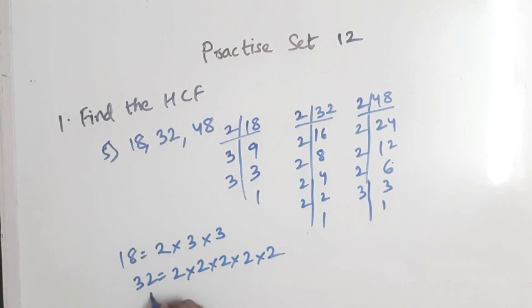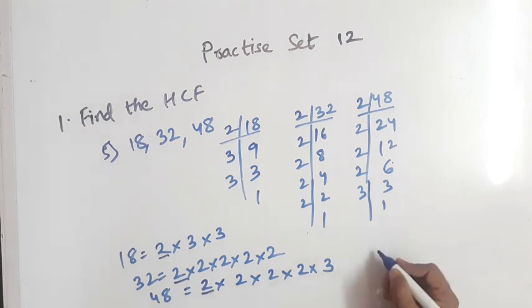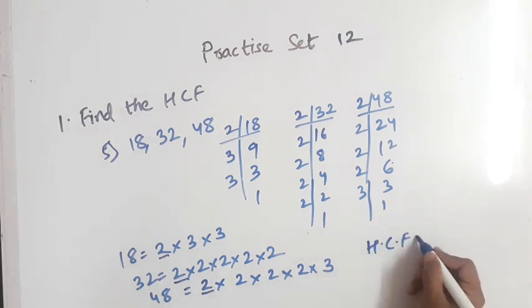And 48, I'll write the factors 4 times 2 and 1 time 3. Let us see now. 3 is not there in all of them. 2 is there in all of them, but only 1 2 is there. So I'll take 1 2. Okay, so your HCF is 2.